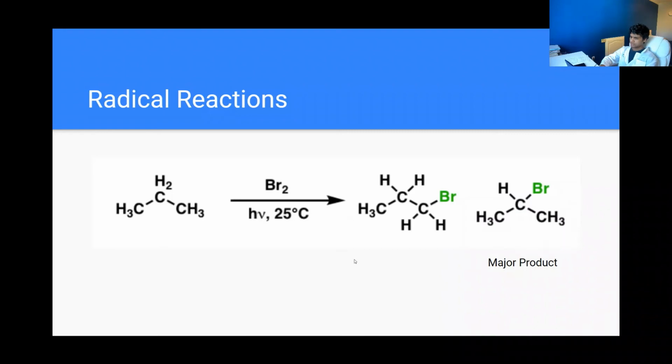Radical reactions, usually if you have bromine in heat or light, will replace a hydrogen atom with bromine, and the bromine likes the more substituted region because it has a more stable intermediate, and this is the major product. And chlorine really doesn't care if you're over here or there, it doesn't care.